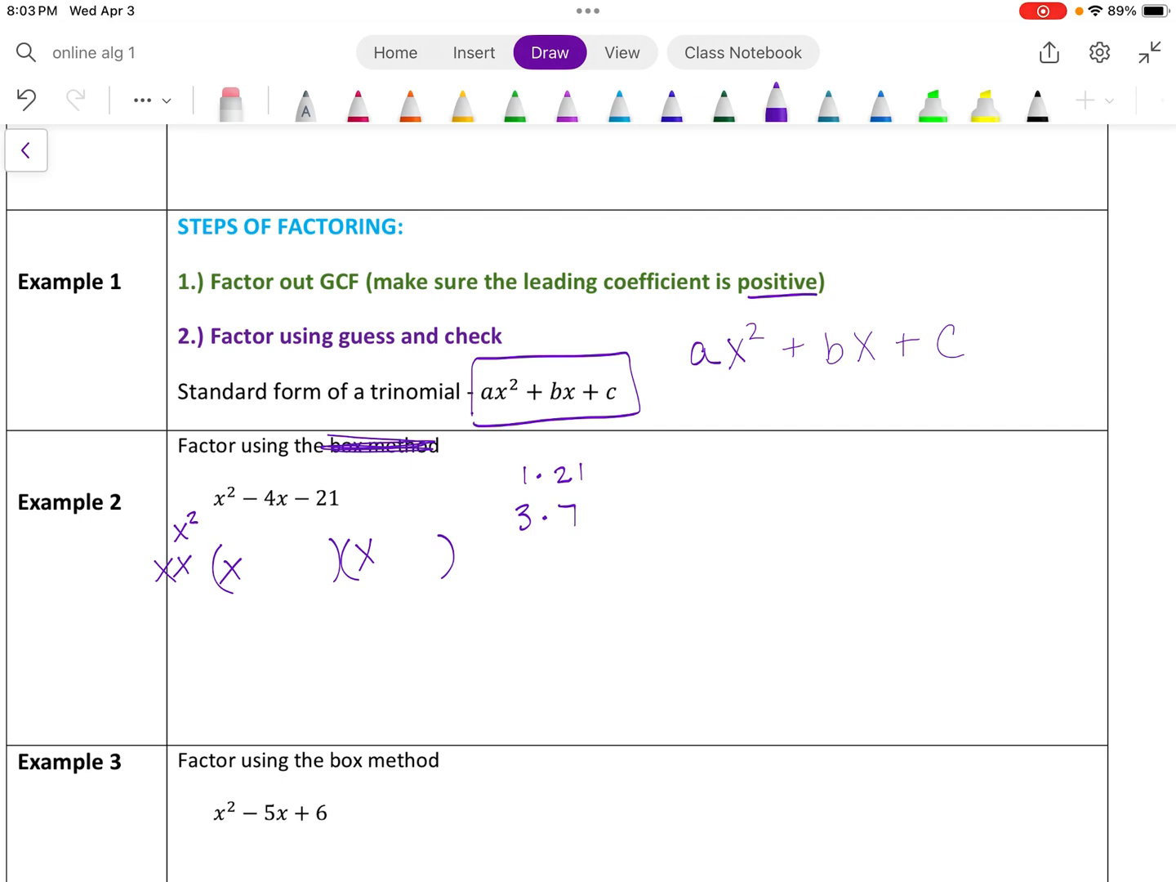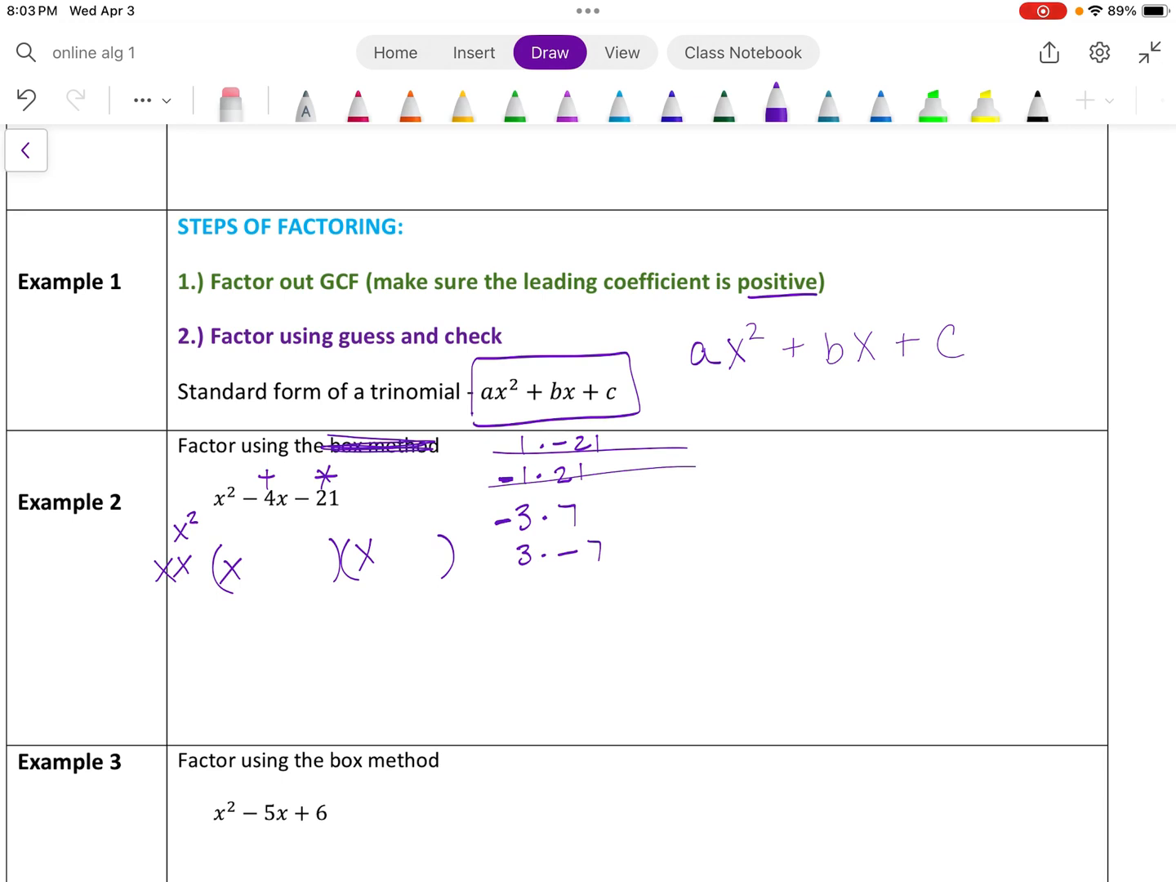Since it's negative, I actually have 4 different options. I could have a negative 1 and a positive 21. I could have the inverse of that, or I could have negative 3 and positive 7, or positive 3 and negative 7. All of those multiply to be negative 21. Those are our only 4 options that could work. But which one of them is going to add to be negative 4?